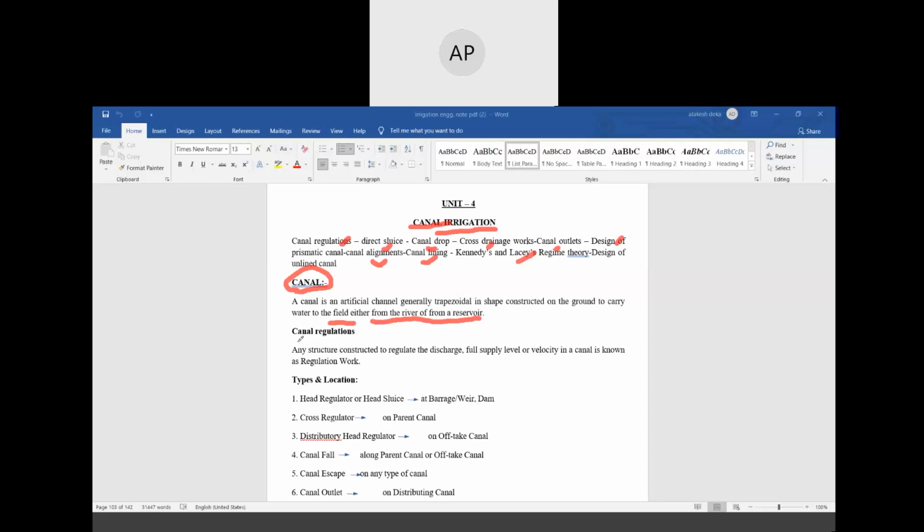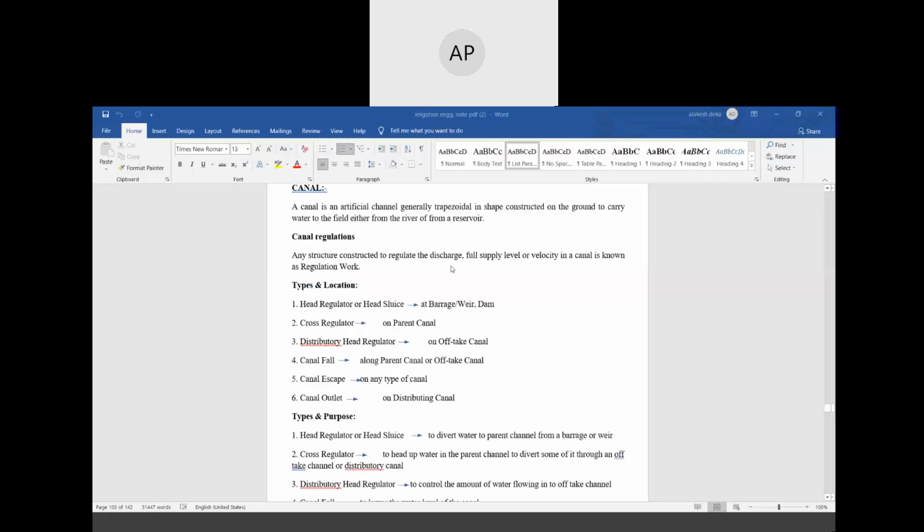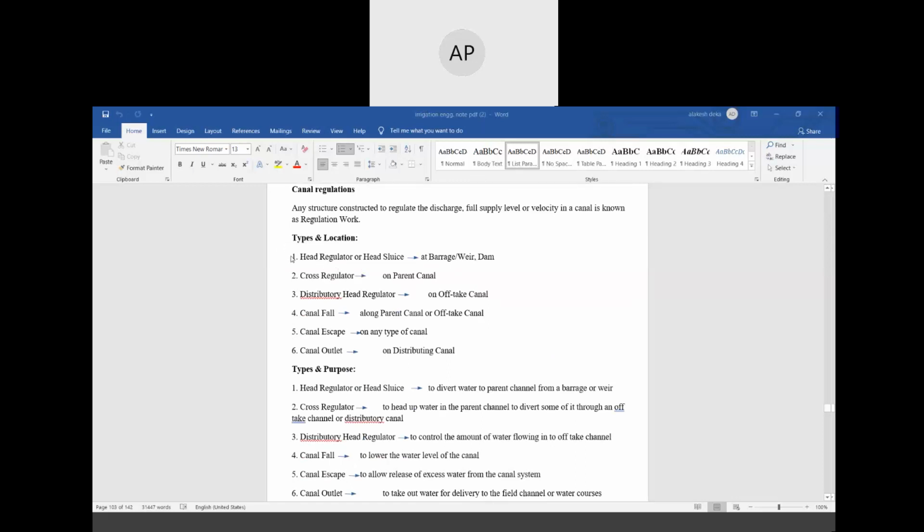Canal regulation. Any structure constructed to regulate the discharge, full supply level, or velocity in a canal is known as a regulation work. And where are these located? What are the types? So head regulator or head sluice is located at the barrage. Cross regulator on the parent canal, distributary head regulator at the off-take canal, canal fall on the parent canal or off-take canal, canal escape on any type of canal, and canal outlet on the distributary canal.